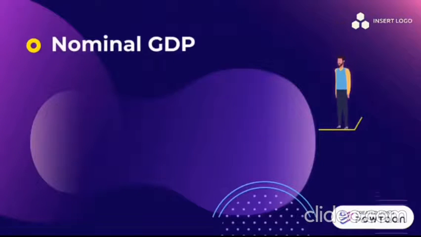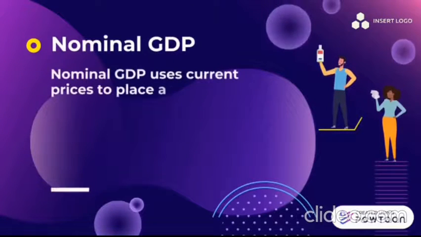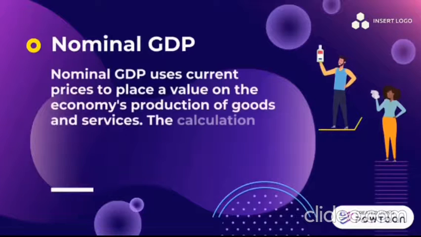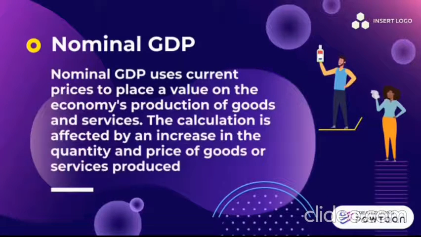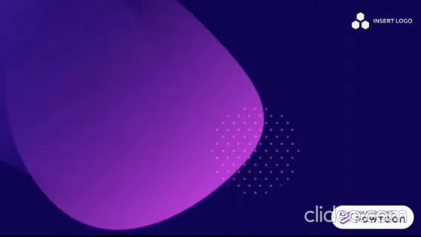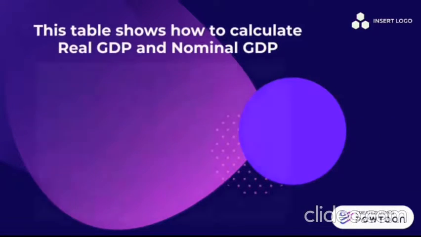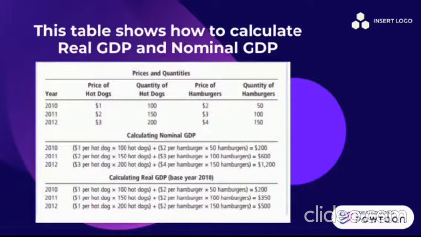Nominal GDP. Nominal GDP uses current prices to place a value on the economy's production of goods and services. The calculation is affected by an increase in the quantity and price of goods or services produced. This table shows how to calculate real GDP and nominal GDP.